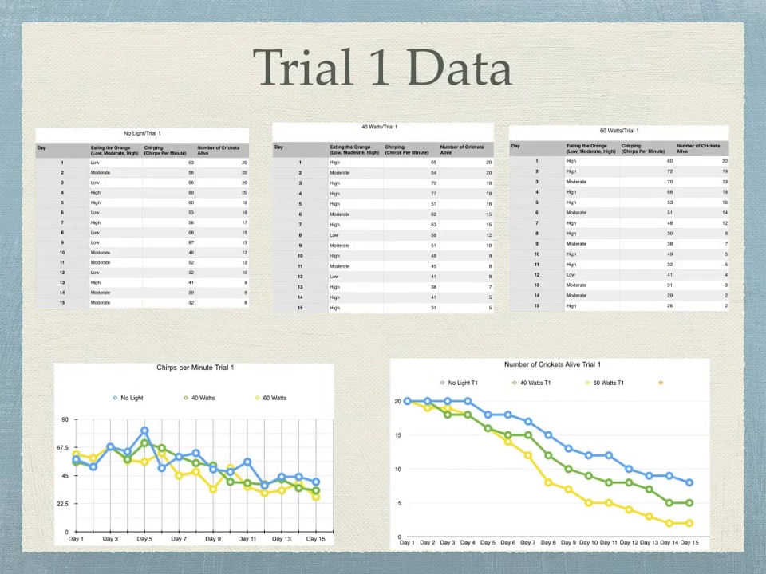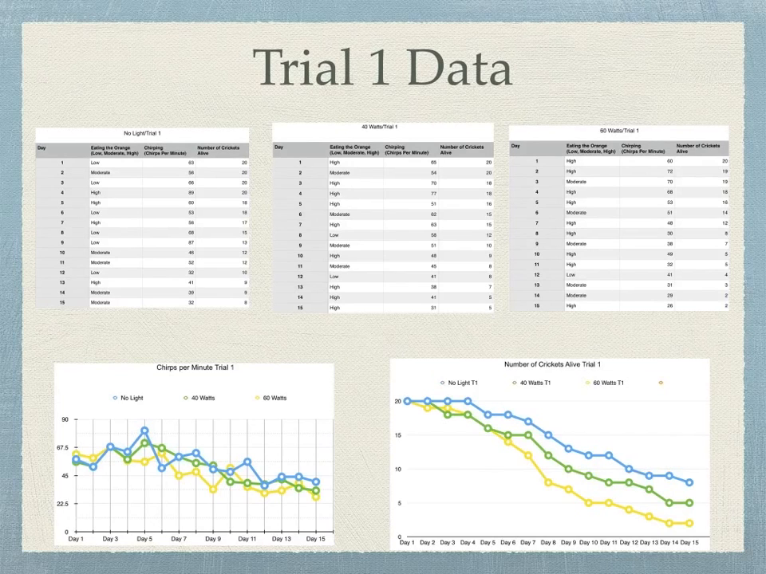So this is the trial 1 data. So for the no light, for trial 1, you can see that the eating of the orange varied a lot, but it was definitely more on the lower end. And then the chirping was higher than the other ones, but it decreased as the population decreased. And then the number of crickets alive also decreased at a pretty steady rate of 2 after the 4th day, but it was higher than the other ones.